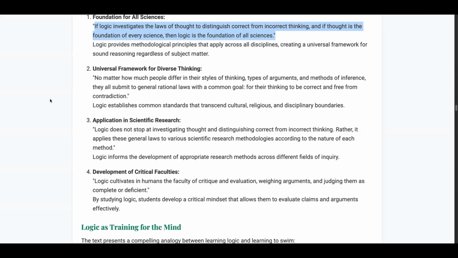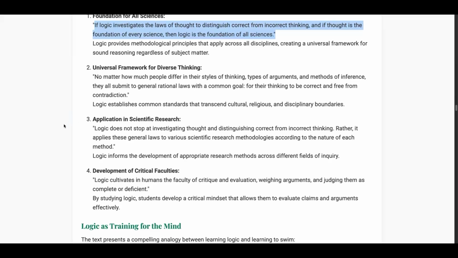Three, application of scientific research. Logic does not stop at investigating thought and distinguishing correct from incorrect thinking. Rather, it applies these general rules to various specific research methodologies according to the nature of each method. You're going to find this in fiqh and usul al-fiqh and even in al-Kalam. So logic informs the development of appropriate research methods across different fields of inquiry. It's not only talking about the conclusions, which are thoughts, it's talking also about the methods of thinking. So logic addresses both. It provides that method so that we can evaluate our thinking.